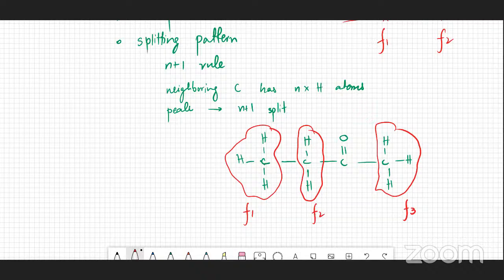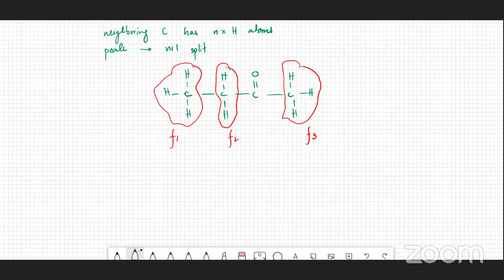Okay, let's continue, the sound is back. Sara, can you hear me? Yes, sir. Okay, so I was talking about the splitting pattern, okay?